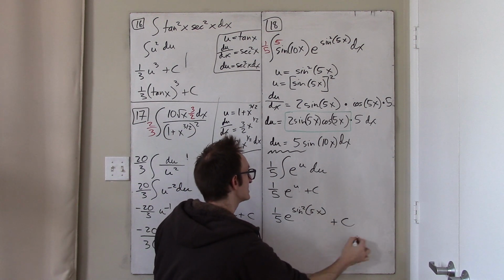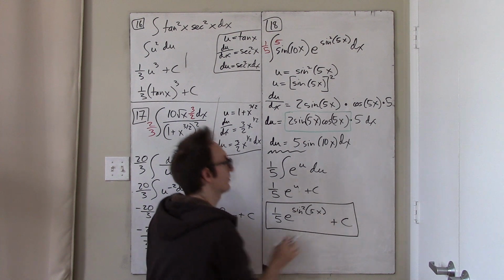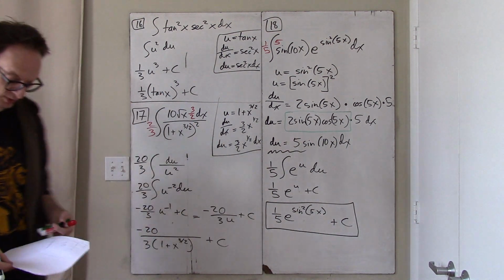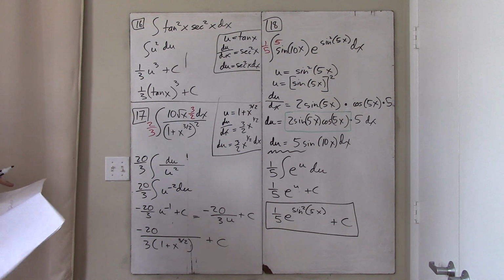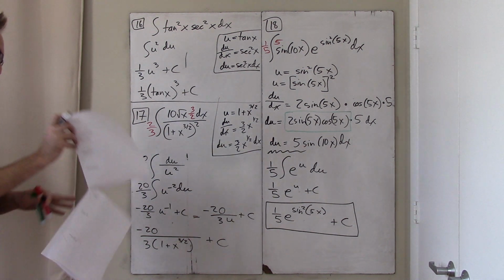plus c. It's also possible to do this thing in stages where you do some intermediate substitutions, but you should get the same answer. Okay, 19 we did already, 20 we did, so we're going to go to 21.